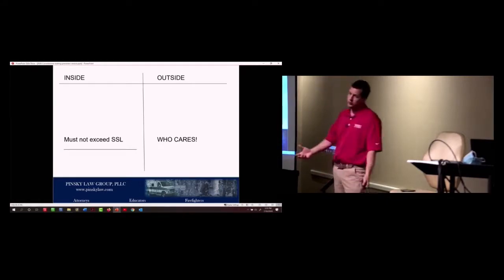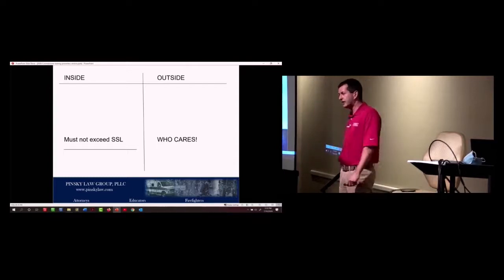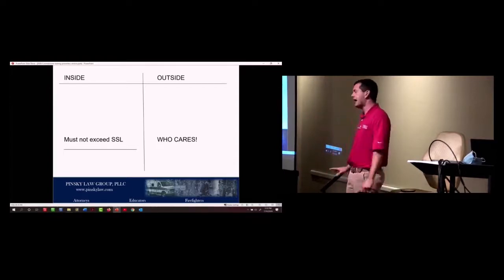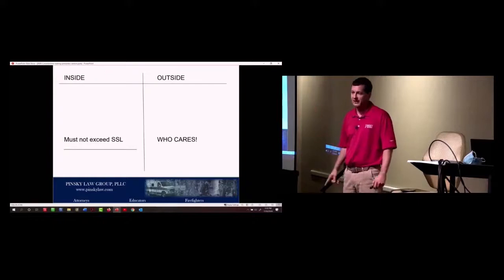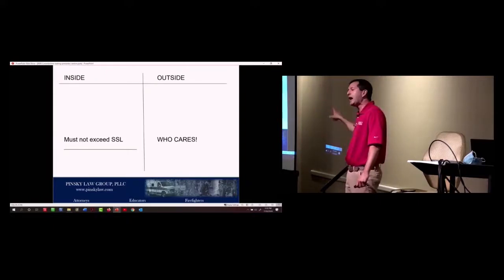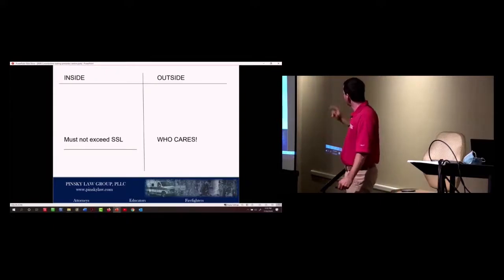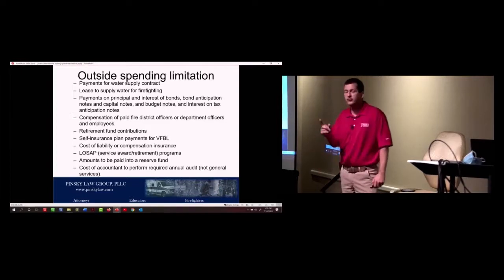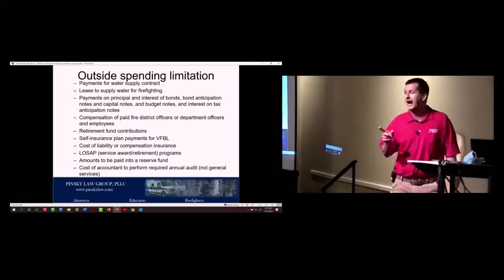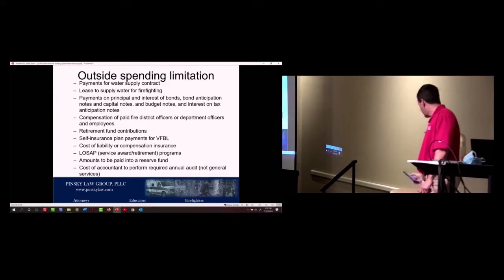And you're going to say uniforms. Well, that's inside. Okay, that goes on the inside. Training, that's on the inside. Now, there is no list of what's on the inside. There's only a list of what's on the outside of the budget. So let's look at that. Payments for water supply are outside the budget. If you have to rent hydrants, those are outside of the budget.